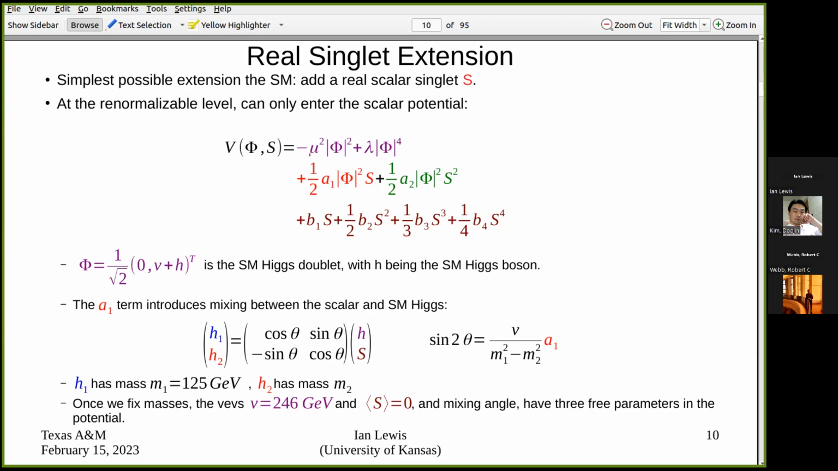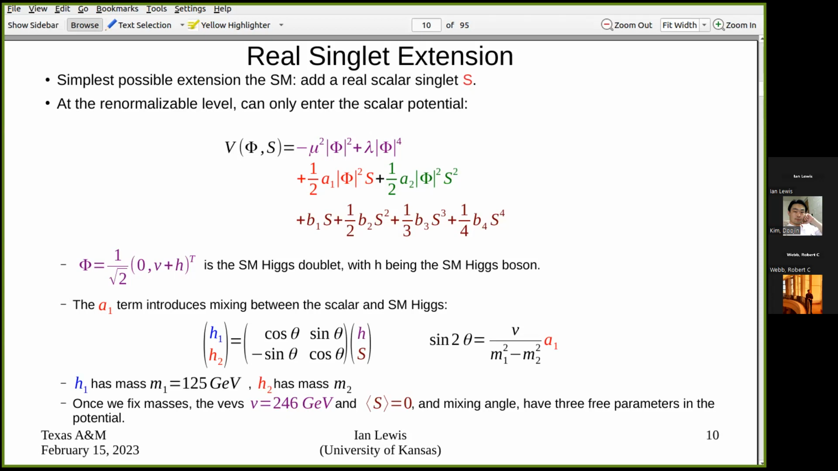So h1, I'm always going to assume has a mass of 125 GeV. h2 has a mass M2. I'm going to probably assume it's heavier than h1. It doesn't have to be. Some other people look at when it's lighter, but I'm going to make it heavier, in particular for some hard to reach scenarios.